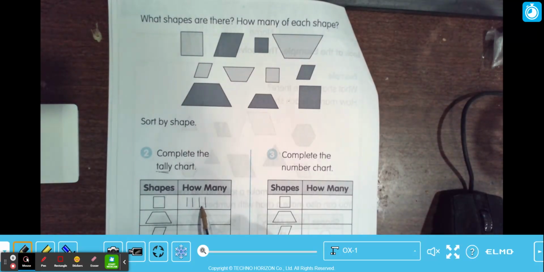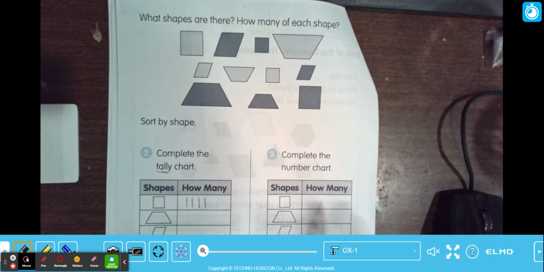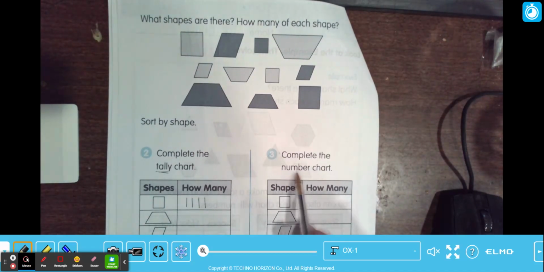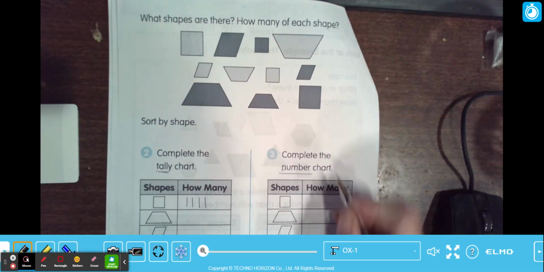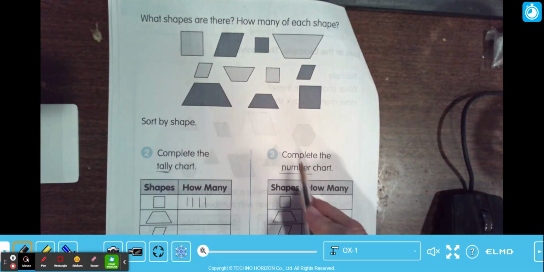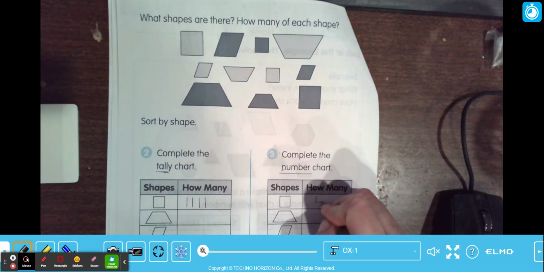Now on this one, we're going to do the same number, 4, but we're not going to do tally marks. We're going to complete the number chart. This is tallies. This is number. So we're going to write the number 4 here.